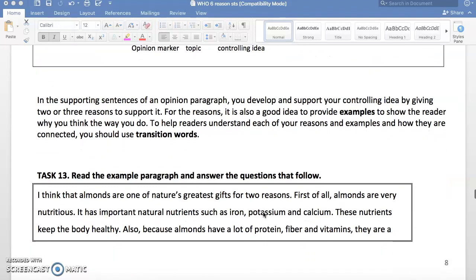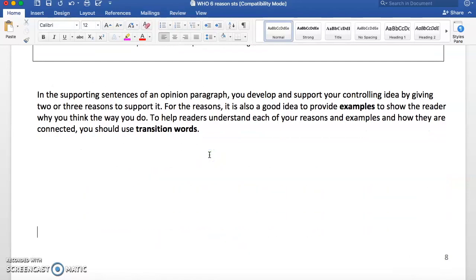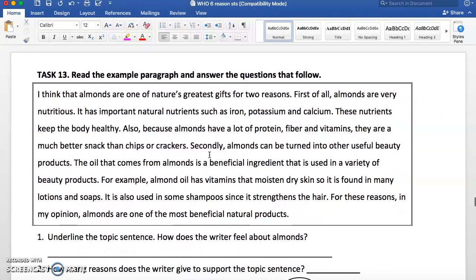Now let's have a look at task 13. There is a well-written opinion paragraph. The writer states why almonds are one of nature's greatest gifts. Pause the video now, read this paragraph, analyze it, and answer the questions below, please. Okay, I assume you finished the task. Let's have a closer look at the paragraph together.